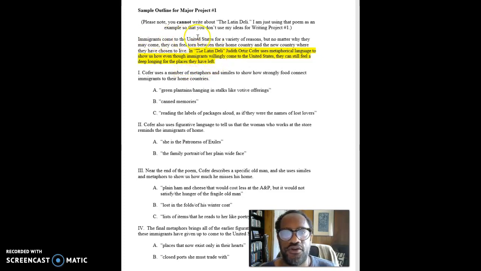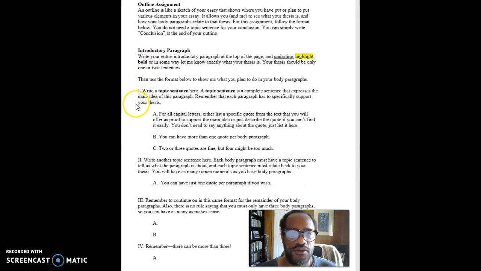The rest of the introductory paragraph is just kind of background that's leading up to that, right? Immigrants come to the United States for a variety of reasons. How they come, they feel torn between their home country. That is kind of just leading up to the thesis, right? It's helping to put the thesis in some kind of context. And so it's relatively straightforward in terms of what you can be doing for your introductory paragraph.